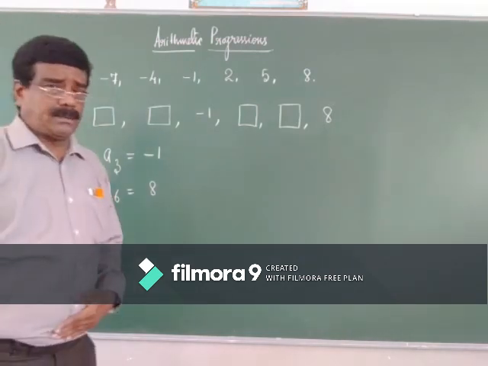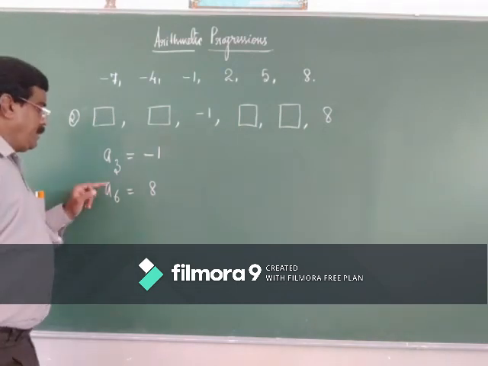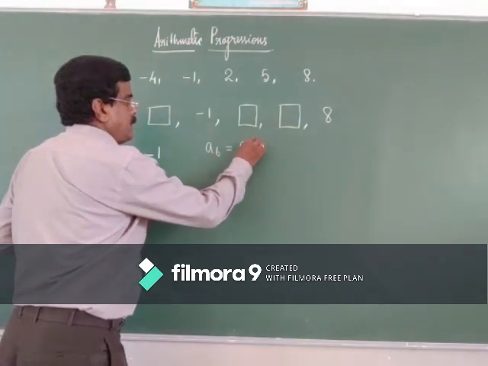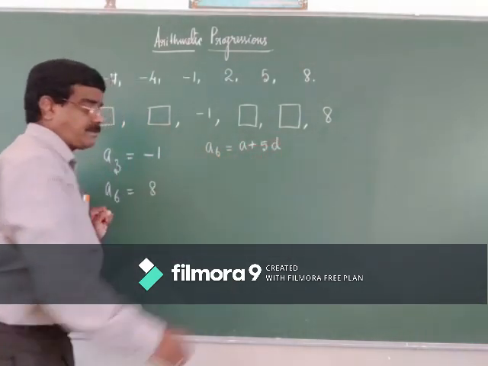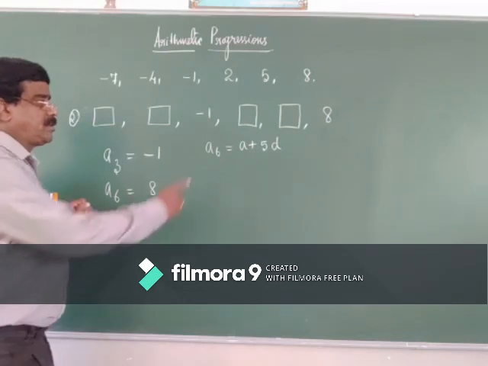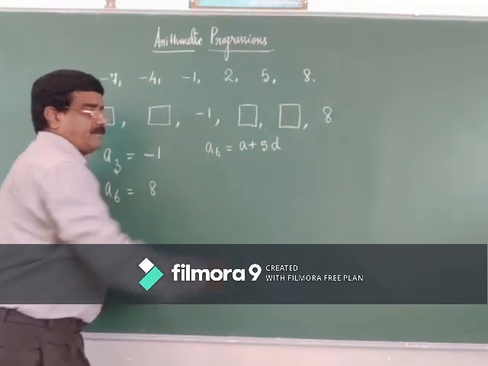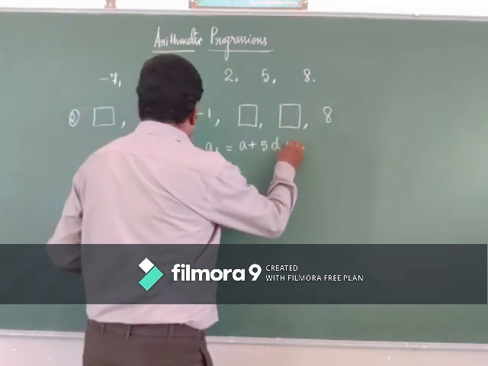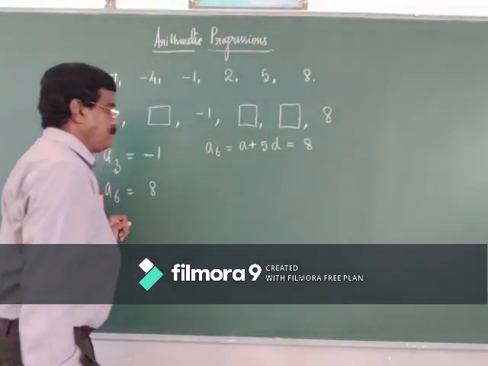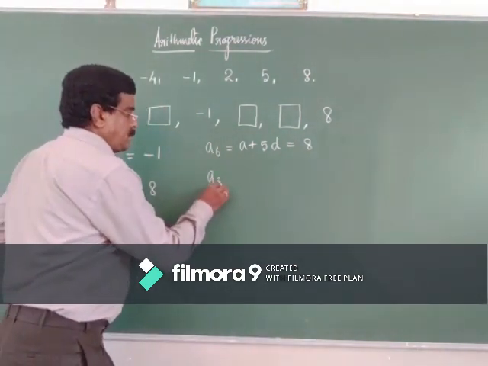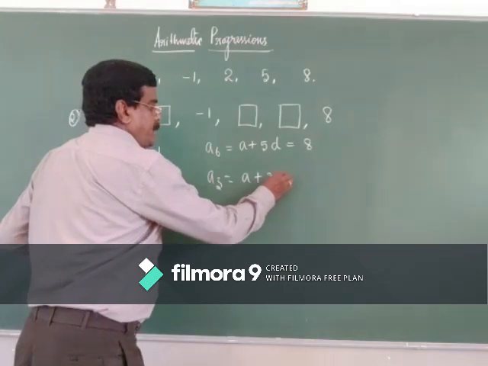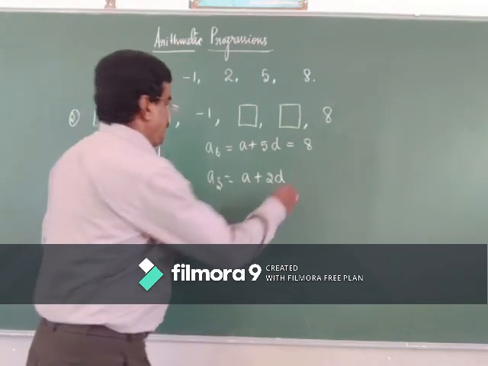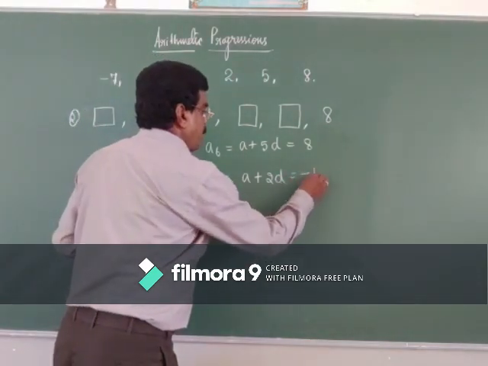Whenever it is given like that, see A3 and A6. A6 means, you must know it is A plus 5 times the difference, because n minus 1 means 6 minus 1, 5 times. Please learn that. You are not going to write the formula always and get it. So this is equal to 8, which is given already. Similarly A3 means A plus 2 times the difference. So learn like this, because 3 minus 1 is 2. It is given already as minus 1.